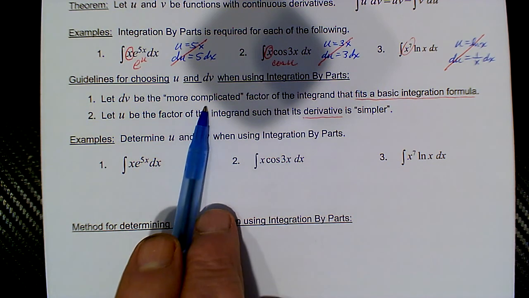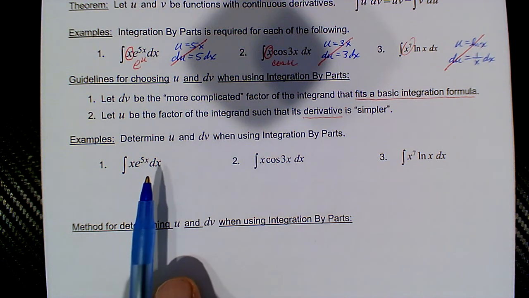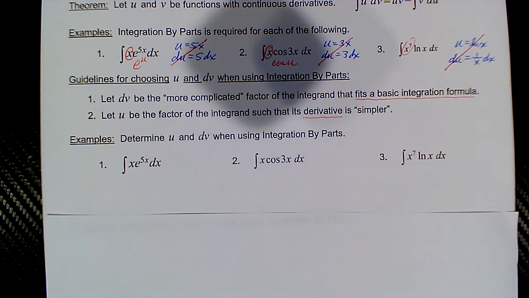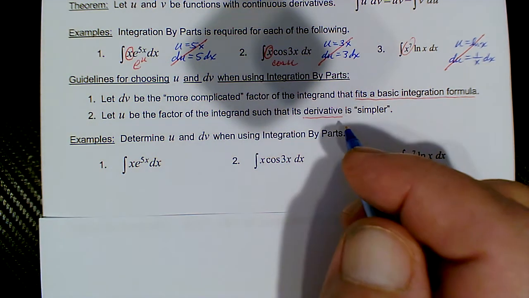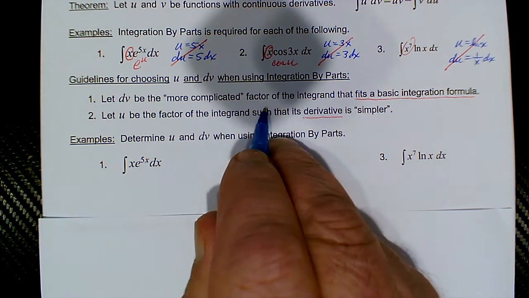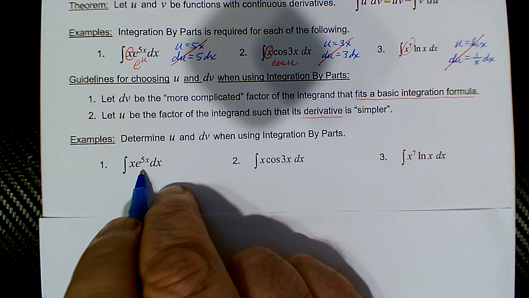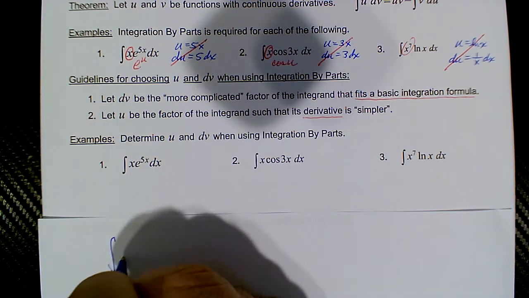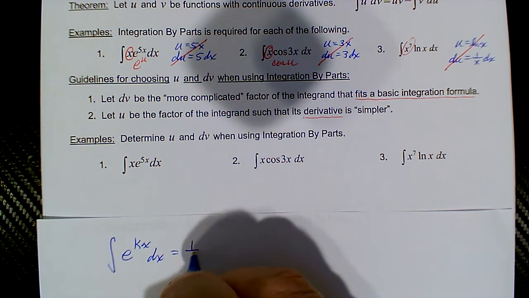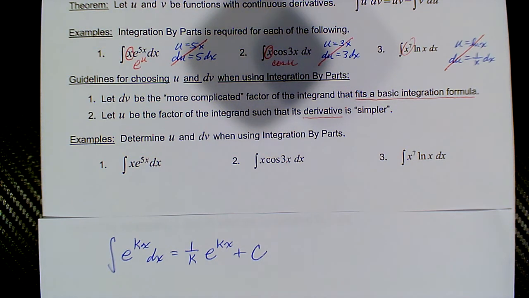And if you look at the first guideline, it says the more complicated factor. Well, between x and e to the 5x, the more complicated factor is the exponential function, e to the 5x. It's obviously more sophisticated than just x. And so the question is, do we have a basic integration formula for e to the 5x? And we actually do. That fits the form for the integral of e to the kx with respect to x, which integrates easily to be 1 over k e to the kx plus a constant.